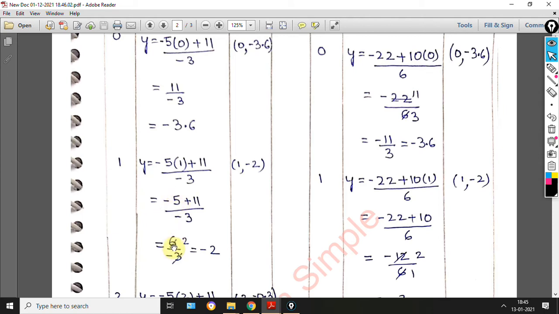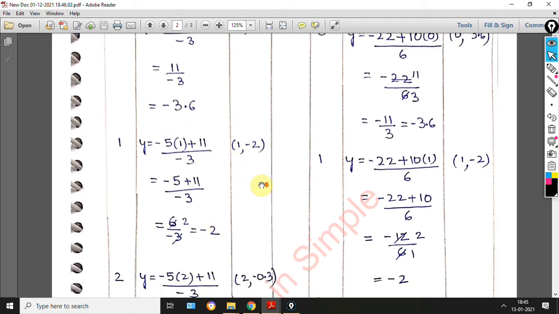6 divided by minus 3, so minus 3 we wrote. Next, 3 ones are 3, 3 twos are 6, we will get. Here minus is there, so that minus we are writing as it is, and 2 is only left, so we are writing 2. Now we got the x value and y value also. So here we are writing the x and y value. How much is x? 1 comma 1. Y is minus 2. So 1 comma minus 2.